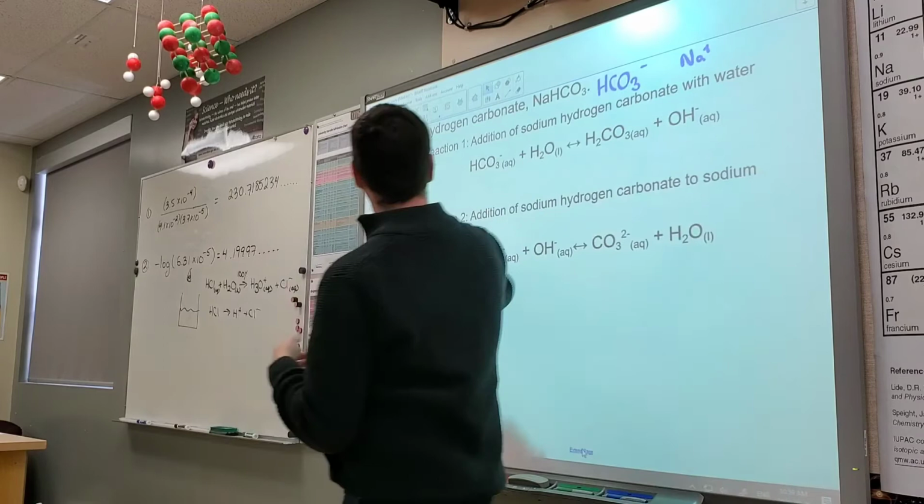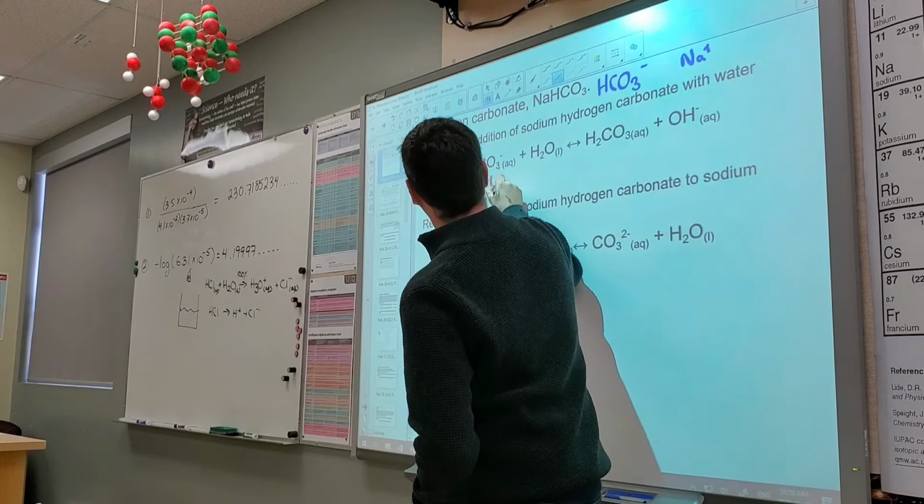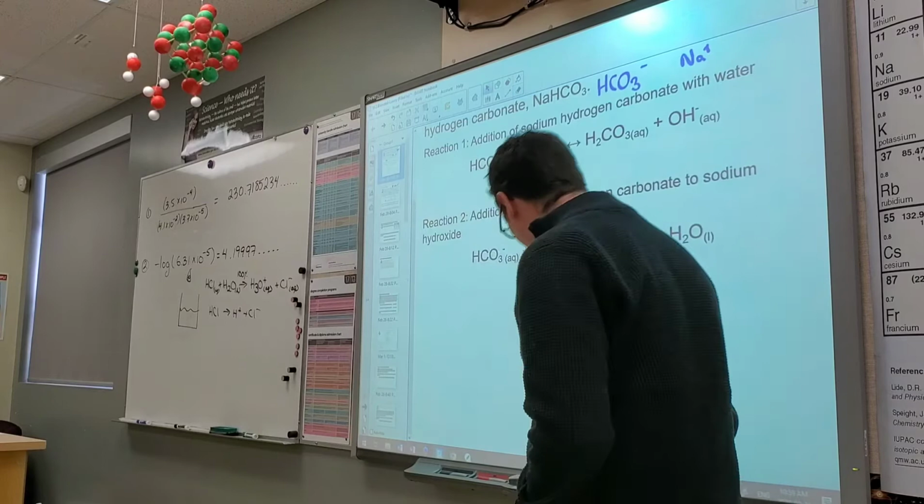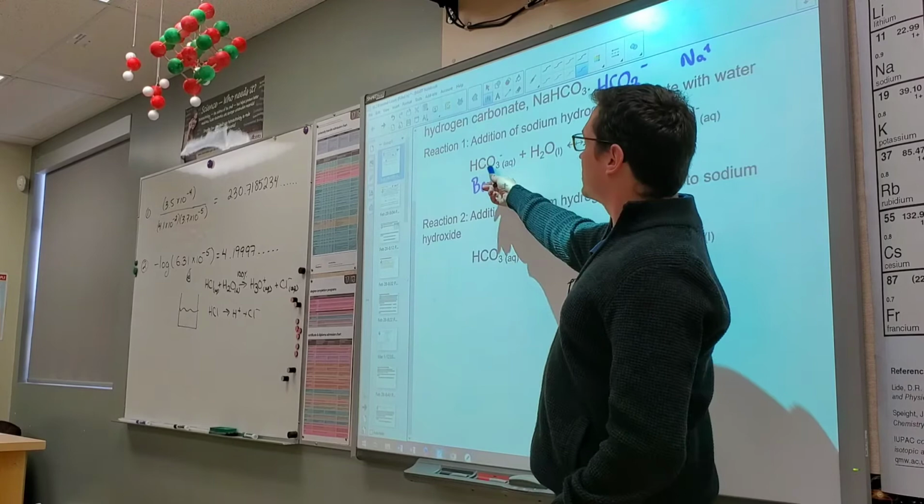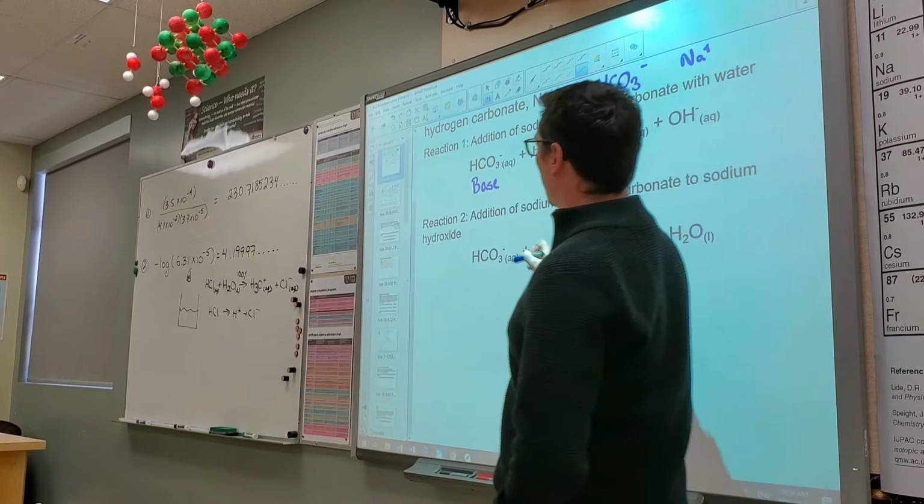So here, remember, this is when it's acting as an acid, right? When it's acting as an, oh, sorry, no, oh man. This is when it's acting as a base. This base accepts a proton from water to make hydroxide, right? So bases accept protons.